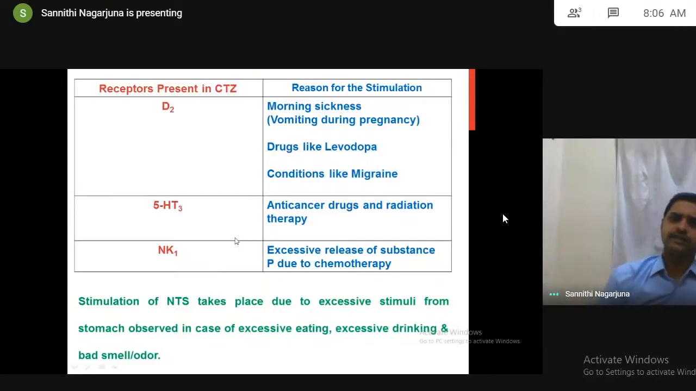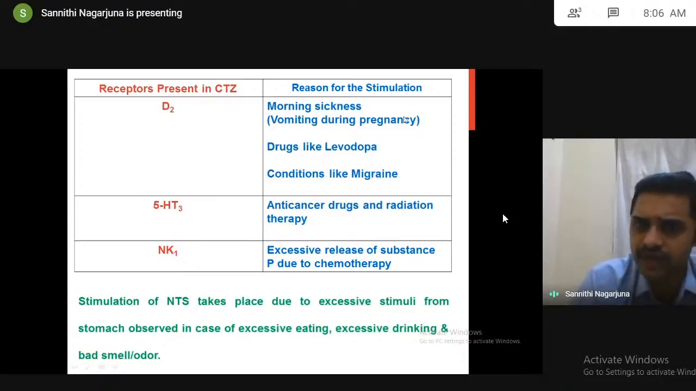So what are the reasons for the other conditions? I told you morning sickness, vomiting during pregnancy in the morning, levodopa, conditions like migraine. All these things will produce vomiting due to stimulation of D2 receptors present in CTZ. Anti-cancer drugs and radiation therapy produce vomiting due to stimulation of 5-HT3 receptors present in CTZ.